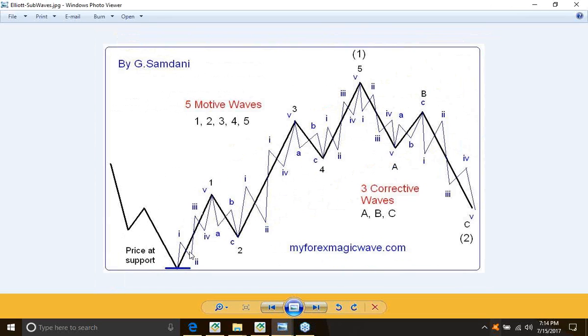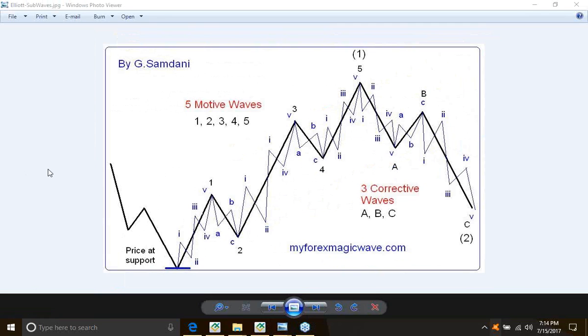So this is just the basics. This is wave 1, 2, 3, 4, 5, ABC coming down. Okay, I hope I have taught you something today, and that this is worth something.